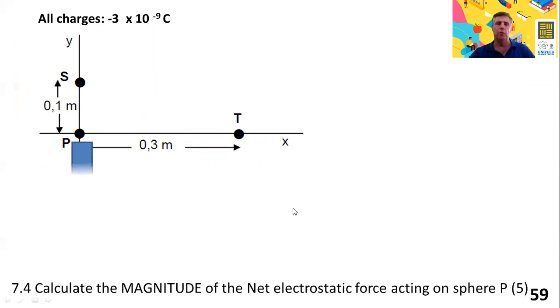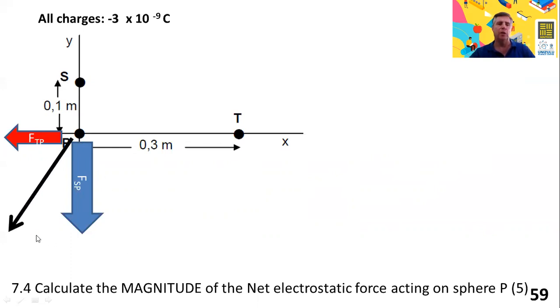So let's have a look at the situation. First of all, please notice there will be a force exerted by S on P. It's a repulsive force because all charges are negative and two negative charges repel each other. So it will be in a downward direction. Secondly, there'll be a force exerted by T on P, we'll call FTP. Again, because it's repulsive, it will be a force to the left. We're indicating the directions of the force on P. Those two forces will combine to give you a net force, which will be in that direction.